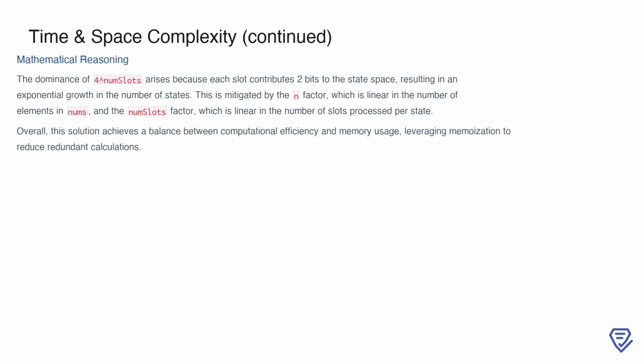The mathematical reasoning behind the time complexity centers on the exponential growth driven by 4^num_slots. Each slot contributes 2 bits to the bit mask, and with num_slots, this results in an exponential number of states. However, this growth is tempered by the linear dependence on n, the size of the input array, and num_slots, which is the number of slots processed per state. This balance makes the solution efficient within the constraints of the problem. By leveraging memoization, the algorithm avoids redundant computations, ensuring that resources are used effectively.